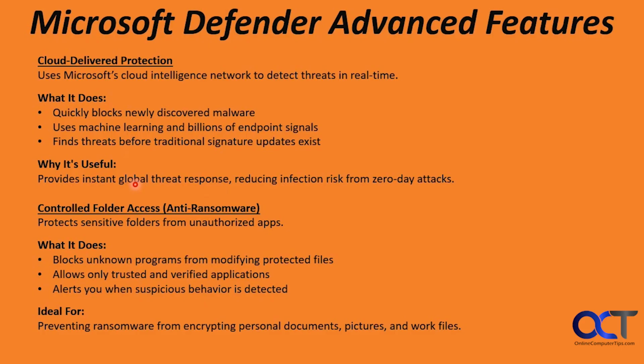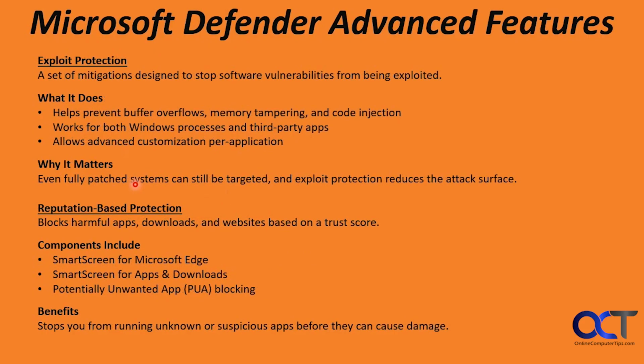All right, so the controlled folder access will block unknown programs from modifying protected files, allows only trusted and verified applications, and then will alert you when suspicious behavior is detected. All right, then we have exploit protection. So this is a set of mitigations designed to stop software vulnerabilities from being exploited. So it helps with things such as memory tampering and code injection. It'll also work for Windows processes and third-party apps. So even though fully patched systems can still be targeted, this can reduce the attack surface.